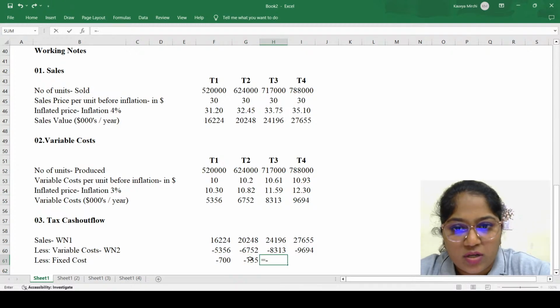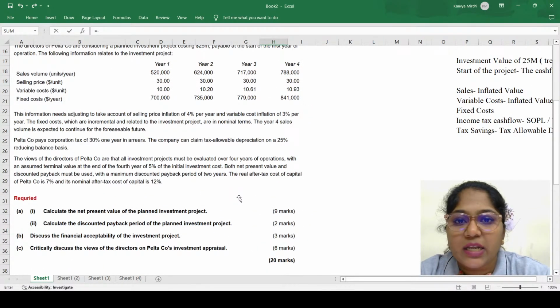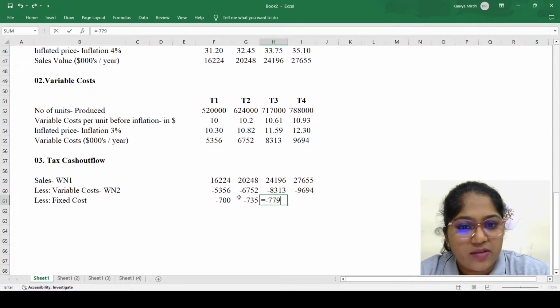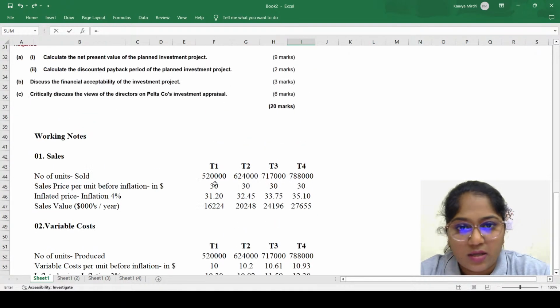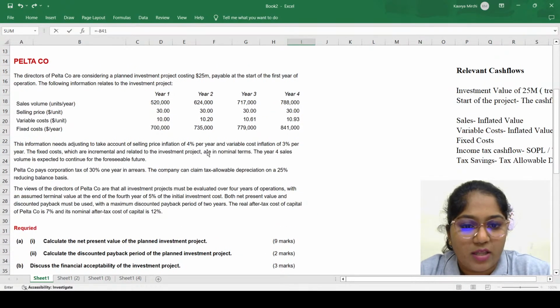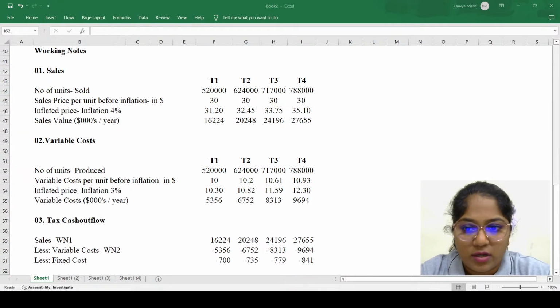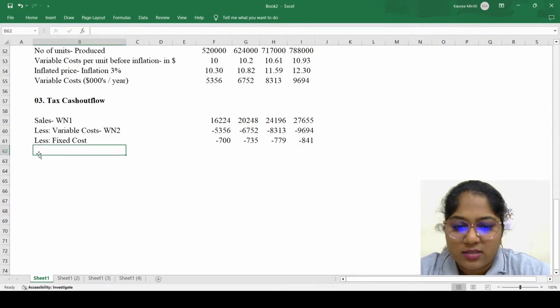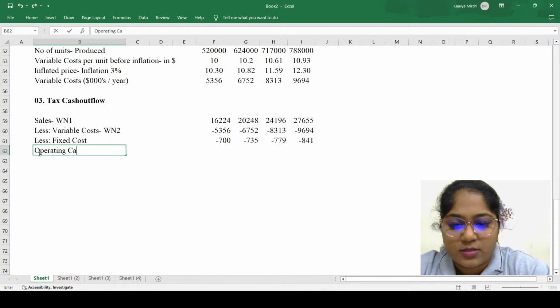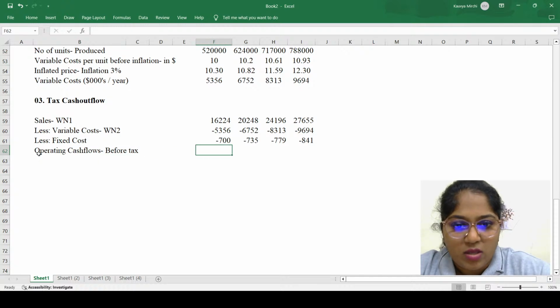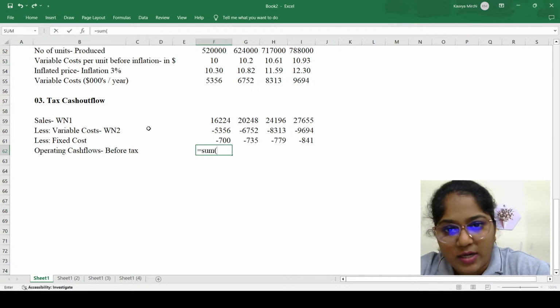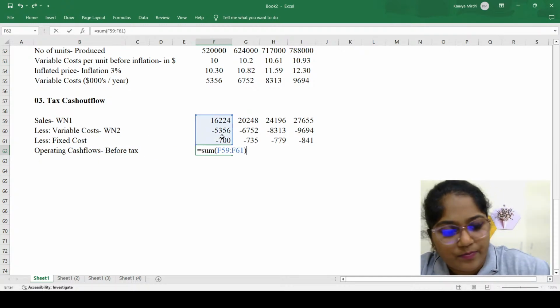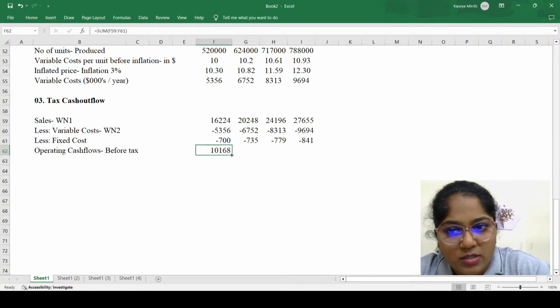And then I will be having what? Why am I deducting? Because I want to find out my operating cash flows, people. Then I'll deduct 779,000. And then I finally deduct how much? Deduct 841. So these are all the values that I'll deduct to find out my cash flows, cash flows before tax. So I can write this as my operating cash flows before tax. Look at this, how much is my operating cash flow before tax? This would be this much. Just drag it down. These are all the values.